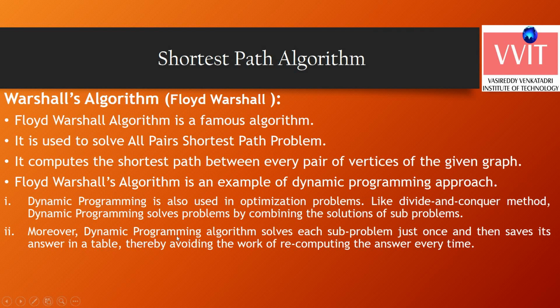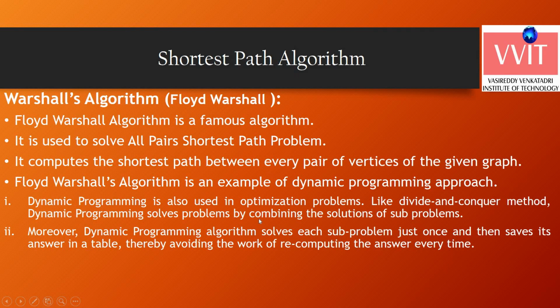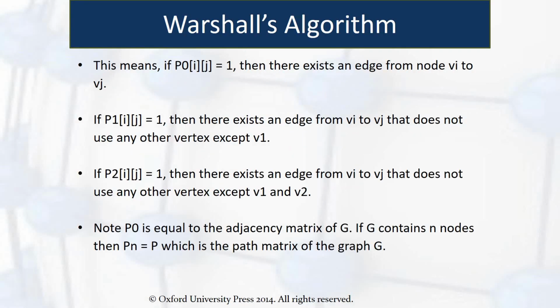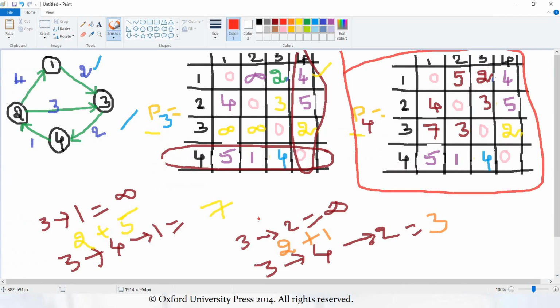See, if you observe clearly this particular point: a dynamic programming algorithm solves each subproblem just once and then saves the answer in a table, thereby avoiding the work of recomputing the answers every time. We are saving the data in a particular table and using it further, from P1 to P2 and P2 to P3 and so on. So the data is explaining the same concept. But the thing is, Warshall's algorithm has two versions.